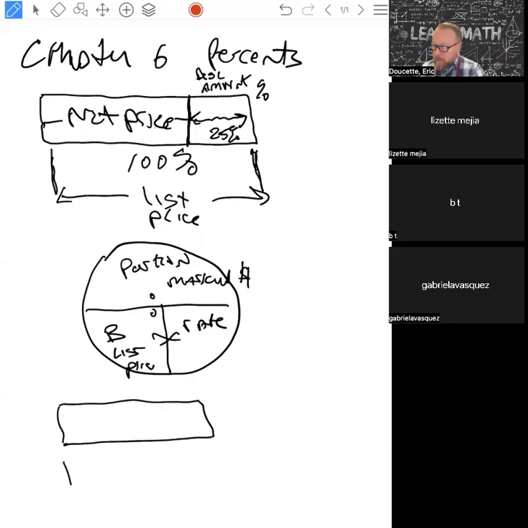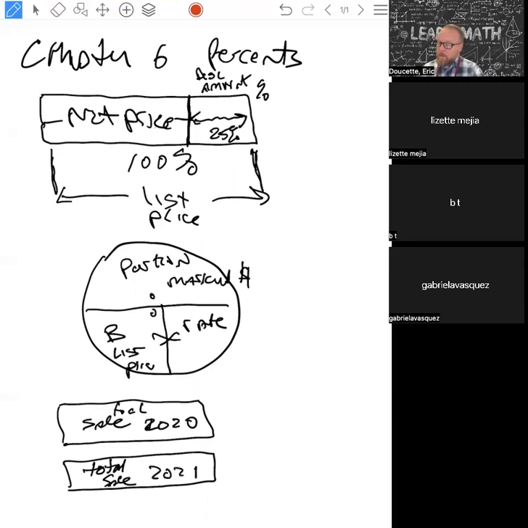Now, this is also true when it comes to comparing two items. So let's just say that you have two items. This is total sales in 2020, and this is total sales 2021. And so again, each one of these represents 100%.